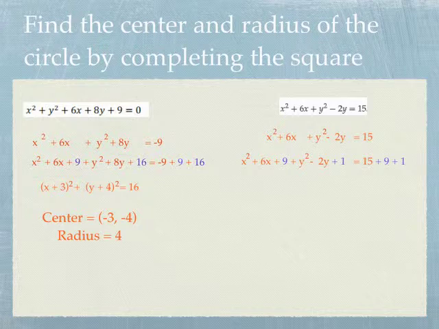So with the x's, I have x plus 3 squared. With the y's, I have y minus 1 squared. Notice the middle term is negative, so that's why it's y minus 1. And then 15 plus 9 plus 1 is 25.